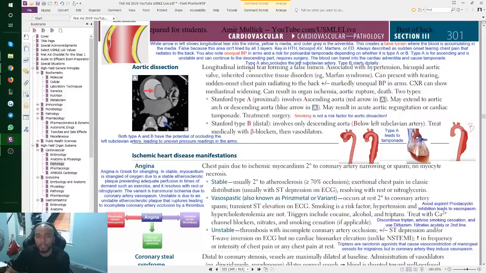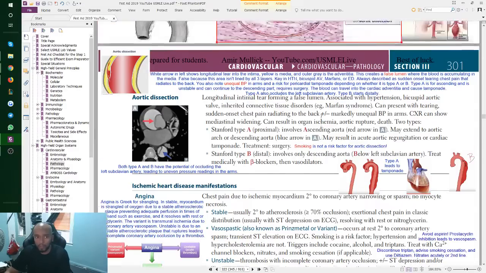So: longitudinal intimal tear forming a false lumen, associated with hypertension, bicuspid aortic valve, and inherited connective tissue disorders like Marfan syndrome, which is why again we're seeing myxomatous degeneration. It can present with tearing, sudden onset chest pain that radiates to the back. Very important presentation. Usually every question I've seen about an aortic dissection started off exactly like that. It's also going to have unequal blood pressure in the arms, depending on where the dissection occurred.